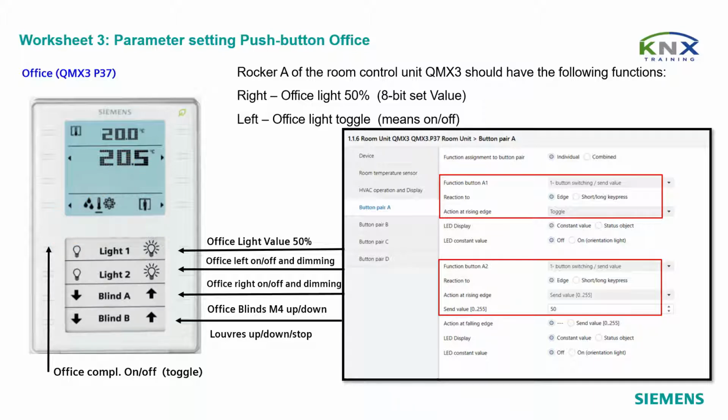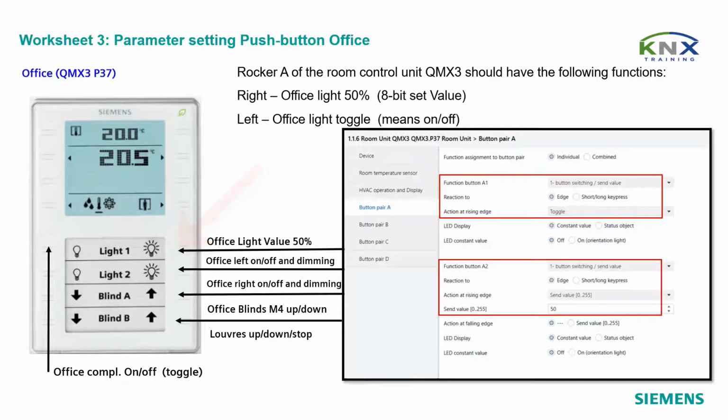A change is planned also for the office lighting. So far, the group control for both lights only turns on and off. But it is also possible to change the configuration so that you can use an in-between state, which is a light level of 50%. That leads to the following configuration of rocker A. Left button equals toggle on-off. Right button equals value control sending 50%.